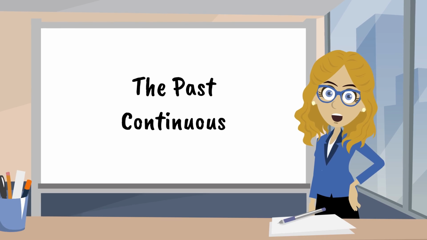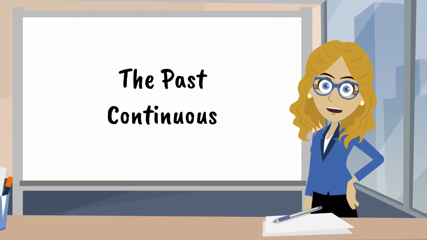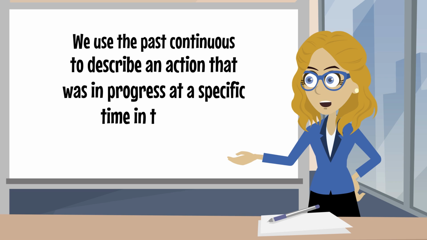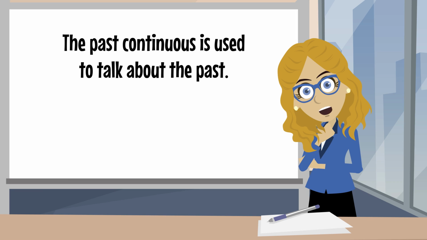In today's lesson, we will practice the past continuous. We use the past continuous to describe an action that was in progress at a specific time in the past. The past continuous is used to talk about the past.